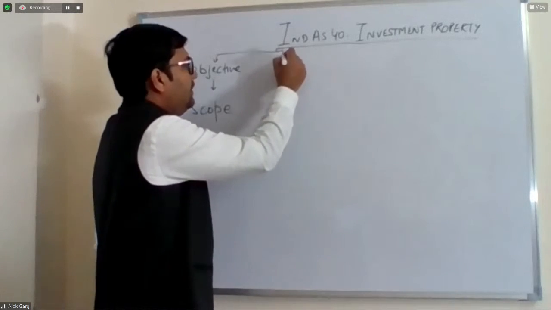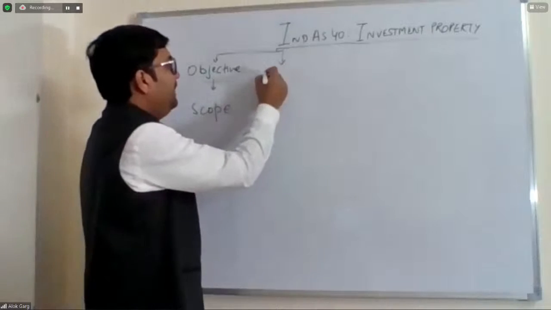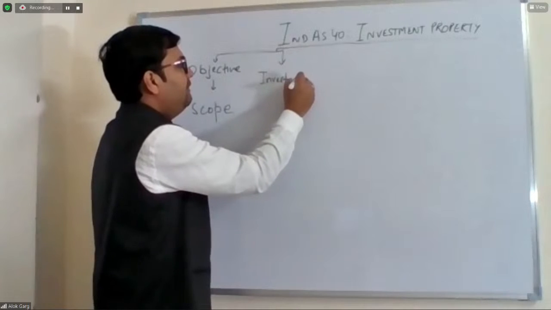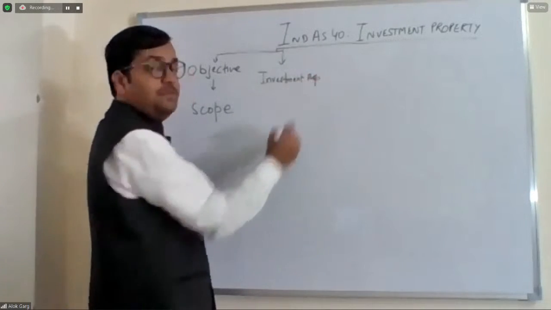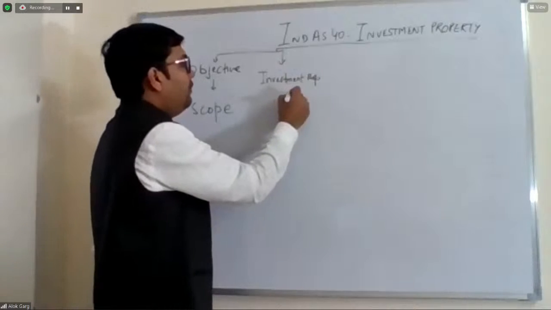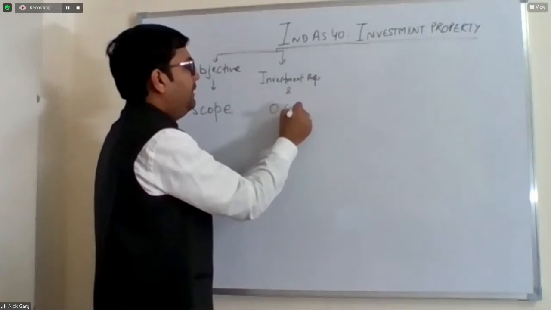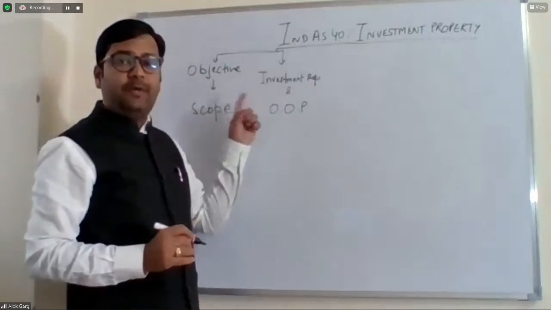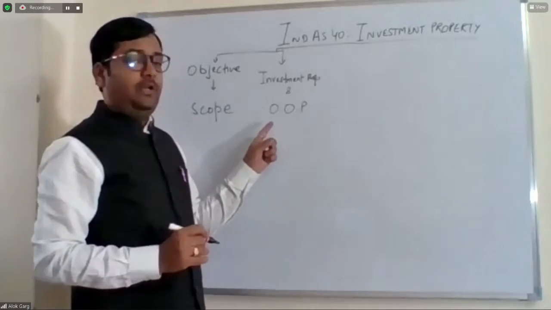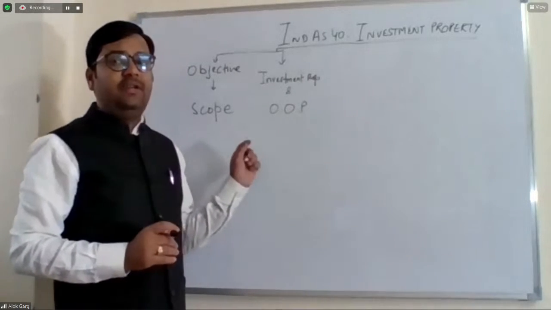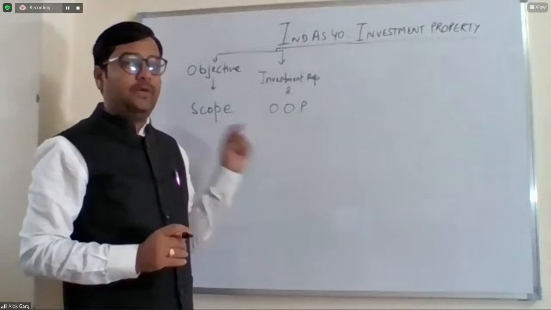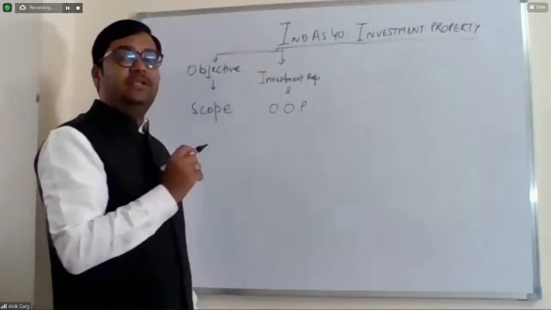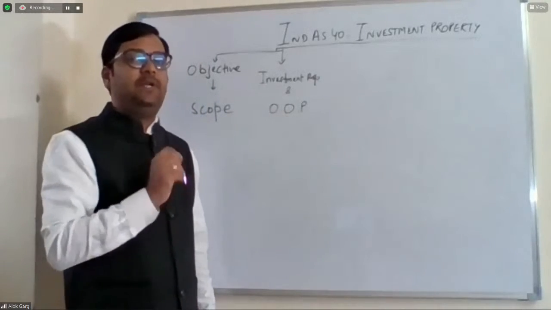Then we will be discussing the most important part, what is meant by investment property. I mean to say the meaning and definition of investment property, and owner occupied property, OOP. So again, there is a new term which is given under IndAS 40, owner occupied property. We will be discussing this later on. This owner occupied property is nothing but property, plant and equipment as per IndAS 16.